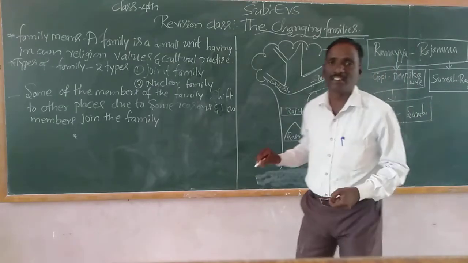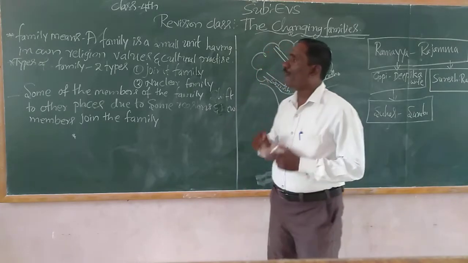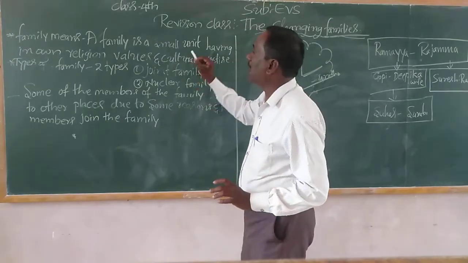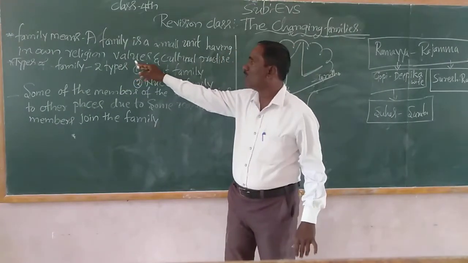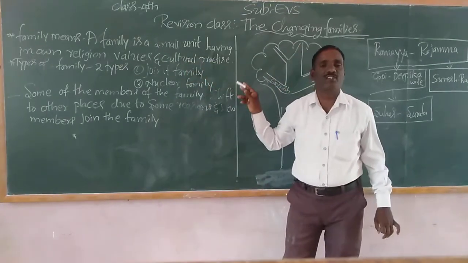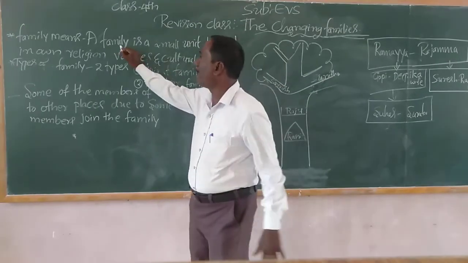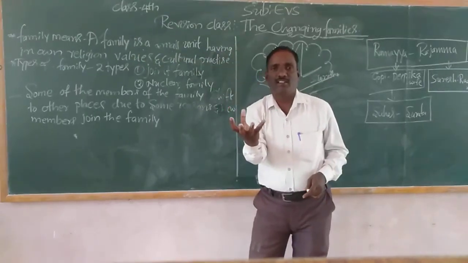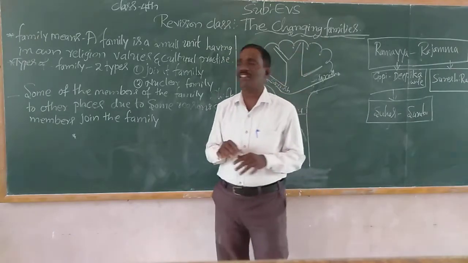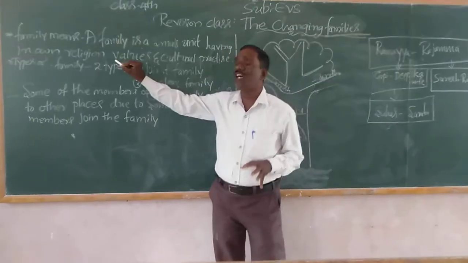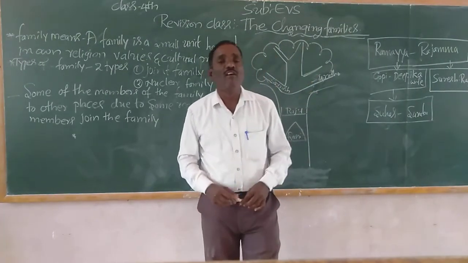Students, you already know families from your previous classes. A family is a small unit having its own religion, values and cultural practices. Once again, I repeat, a family is a small unit of 1, 2, 3, 4, 5, 6 members, having its own religions and cultural practices. It is called a family.